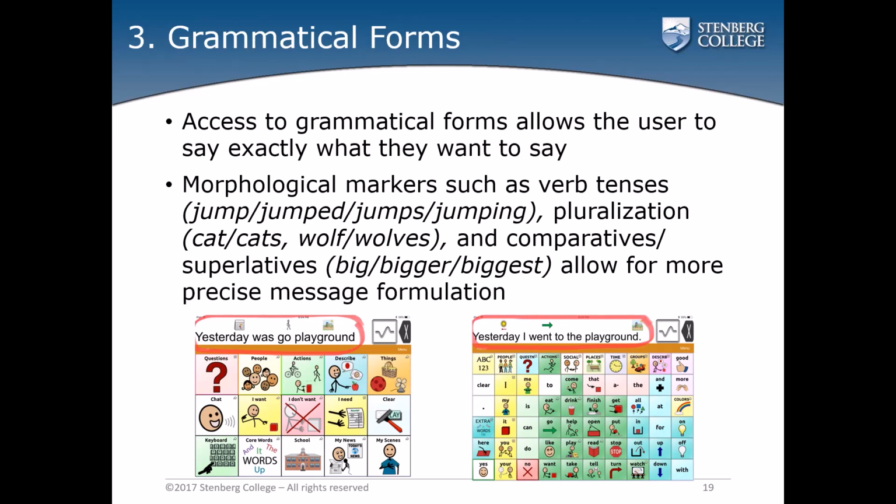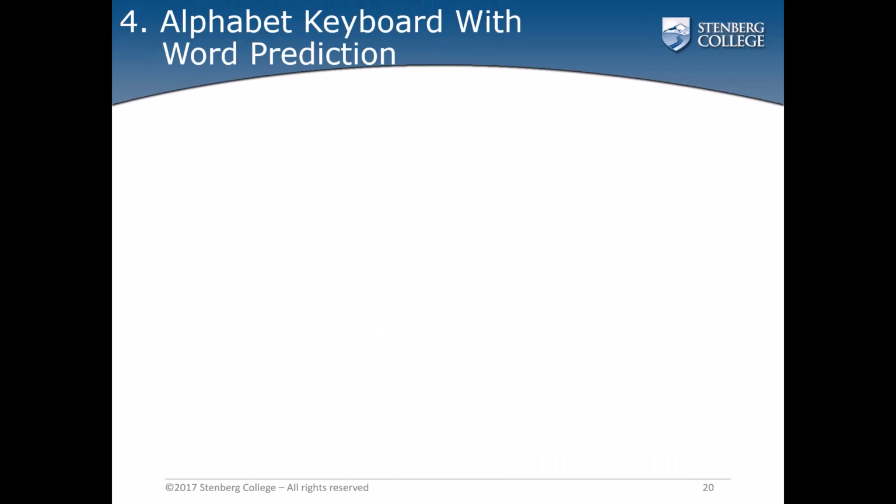Of course, at the beginning, these grammatical markers are not essential for a beginning language learner at the single word level. But as their language skills progress, they will begin to learn about grammar, and it's important that they have access to those forms. Alphabet keyboard with word prediction.